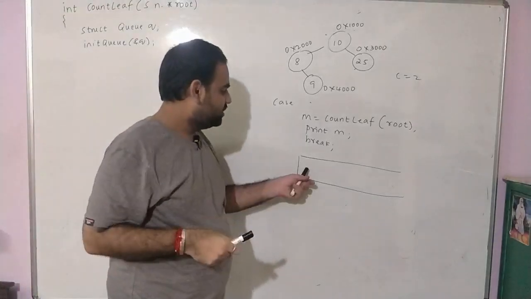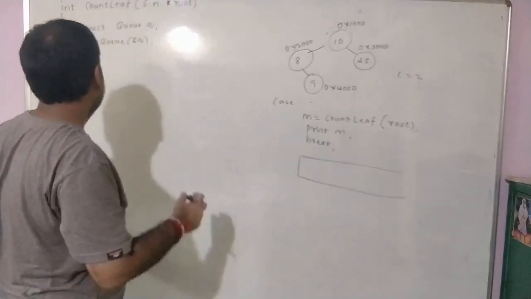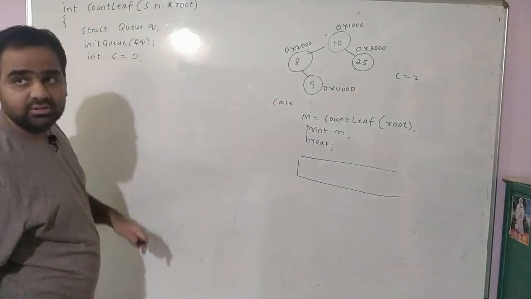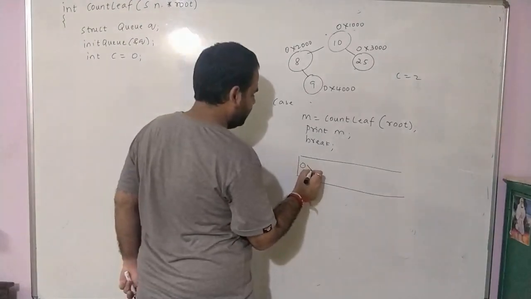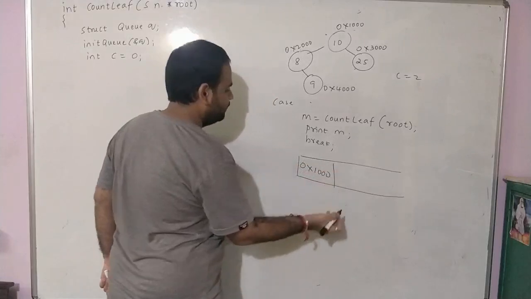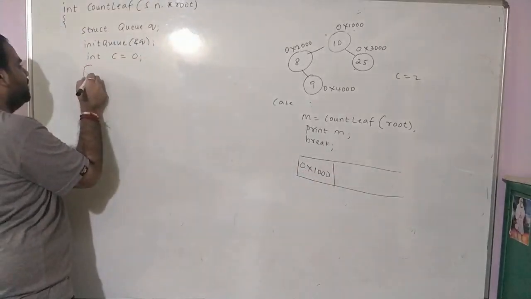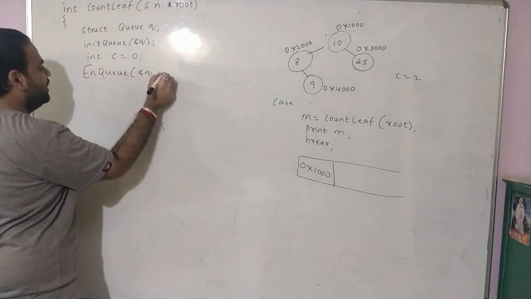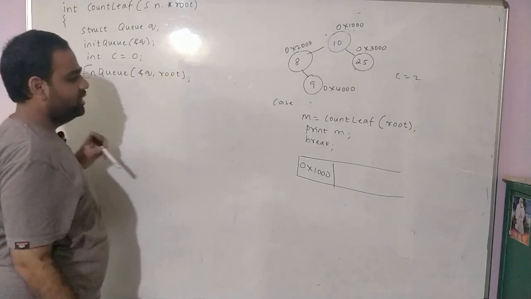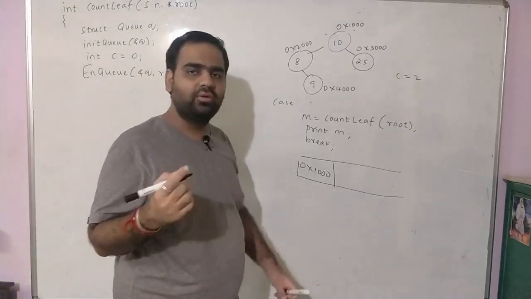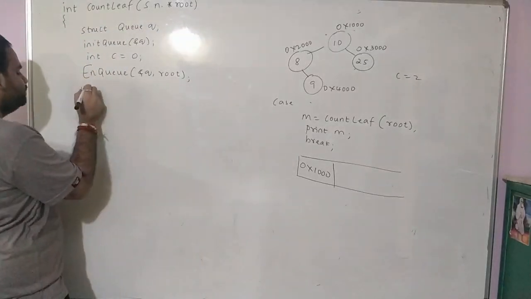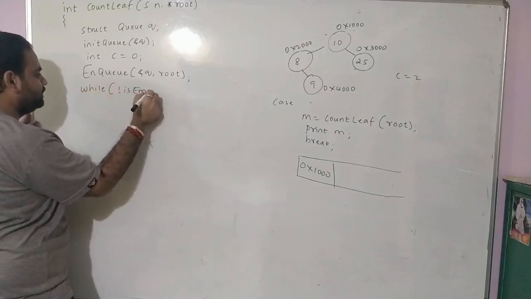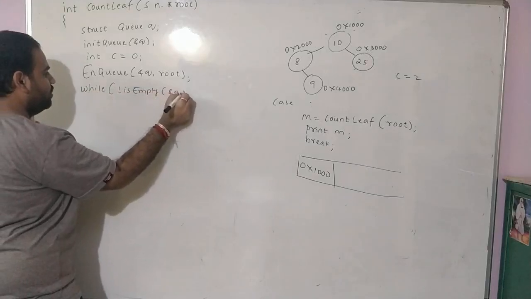Now after you initialize this queue, we need a count variable to count the number of leaf nodes. Hence I say int count is equal to 0. Now what is the first step of the level order traversal? Enqueue the root into the queue. Therefore we write enqueue. In this queue, what do we enqueue? We enqueue the root. Now till the queue is not empty, we need to go on processing it. Therefore we say while not is empty of queue. Yes, queue is not empty.